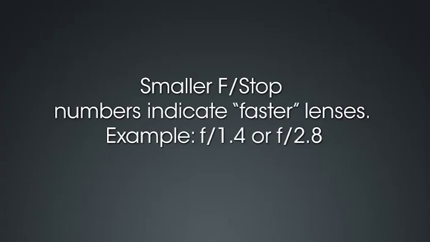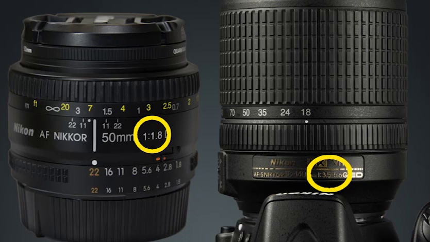When shopping for a lens, you'll notice that all lenses have a maximum aperture, or f-stop. Smaller numbers like f/1.4 and f/2.8 are considered to be faster lenses because they allow a lot of light into the camera. If your lens has a range of apertures, note that the largest aperture can only be used at the widest focal length. This is how the aperture or aperture range is indicated on a lens barrel.